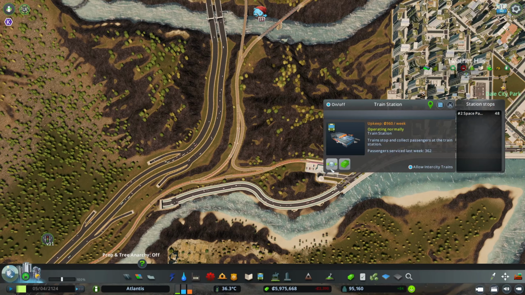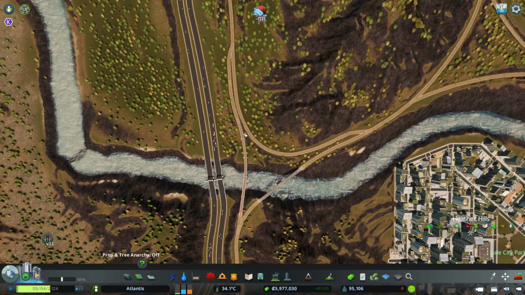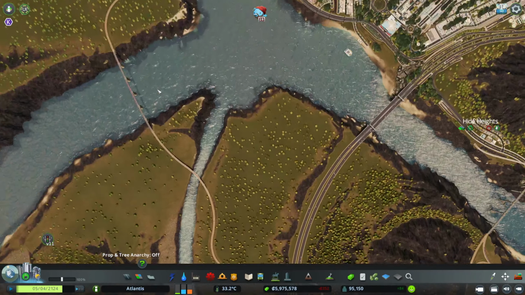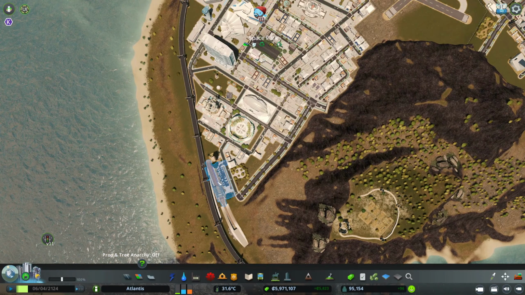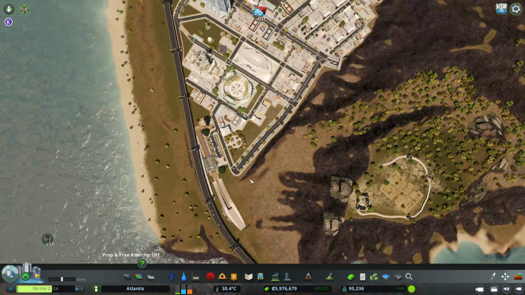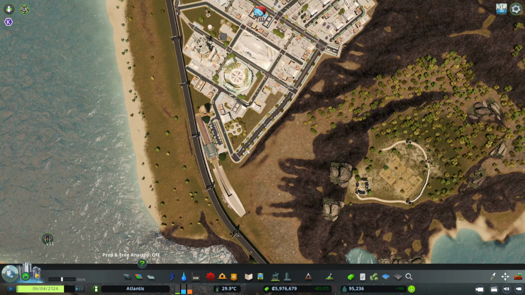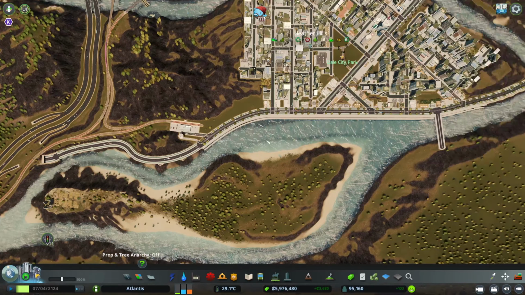But then we have this new line of trains that go all the way over here and connect to our tourism area, and that will give them access to the airport as well. So that's pretty good. We'll take a look at usage very soon.